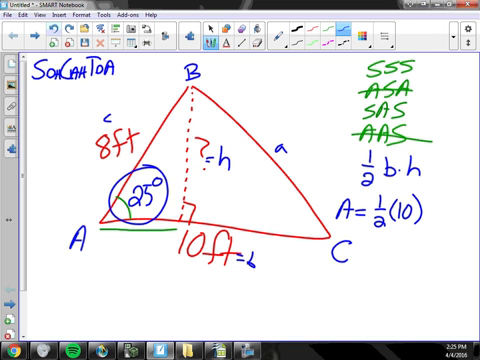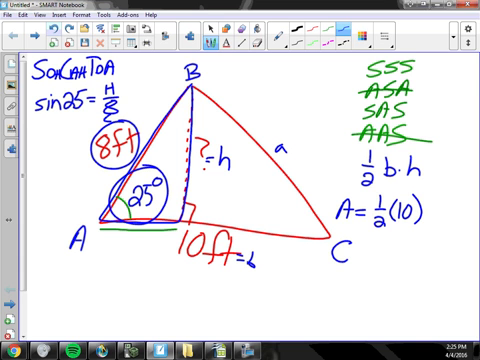So I have to use that angle. Can I use 10? No, it's not part of the right triangle. Here's the right triangle. 10 is not part of that right triangle. So I have to use that one. Which trig function is going to use the height and 8? Sine. So the sine of 25 is equal to the height divided by 8. Solve for the height: 8 sine of 25, and I can stick that right here. 8 sine of 25.